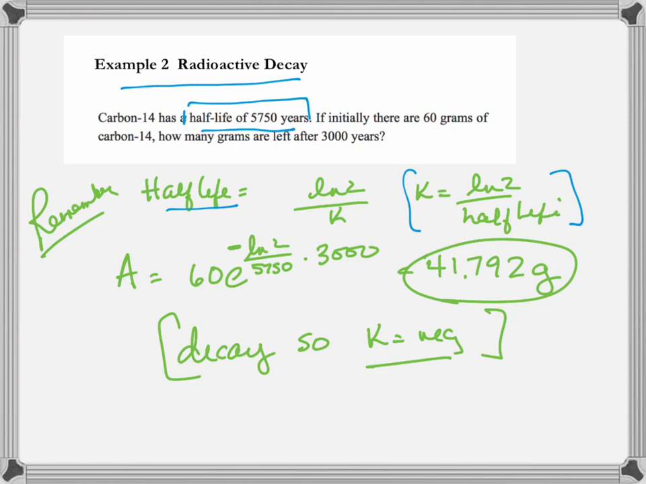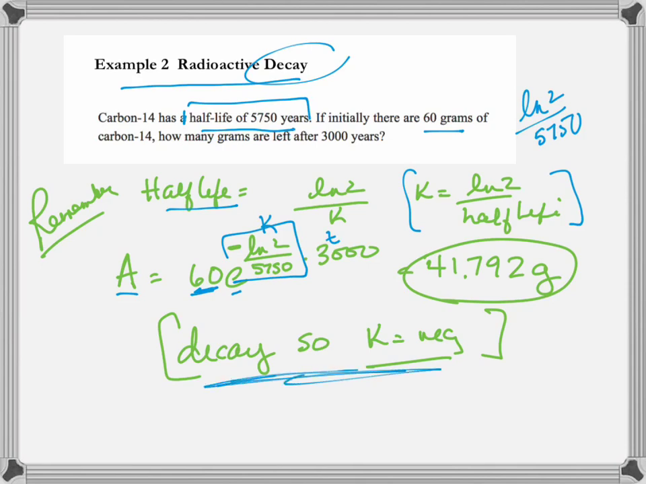So we have k. So k for this example would be ln2 over 5750. So if we're talking about our equation, we have A equals, the initial amount is 60 grams, and then we have e to the k. Now, it's decay, so we have to put the negative in here. Don't forget that. This is k times t, which is 3,000. So you should get 41.792 grams. So just remember decay, so that the constant is negative, okay? So that was example 2.